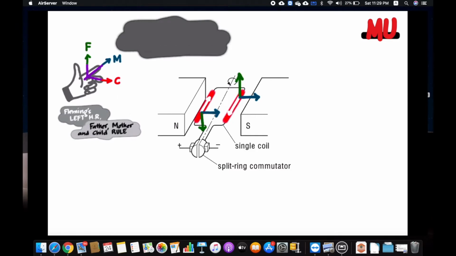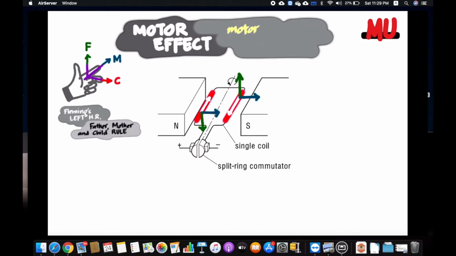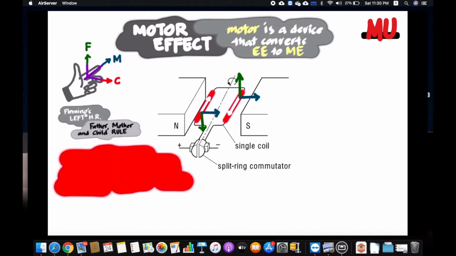So this movement of the loop of wire in this condition is what we call the motor effect. A motor is a device that converts electrical energy, the electricity here at the source, to mechanical energy or work, which is in the motion of the coil. Here, it moves in the anti-clockwise direction. Now, an interesting idea is, if we can do the opposite, can we do the energy transformation from mechanical energy to electrical energy? All right, we'll see about that.